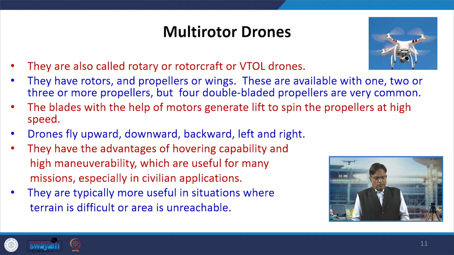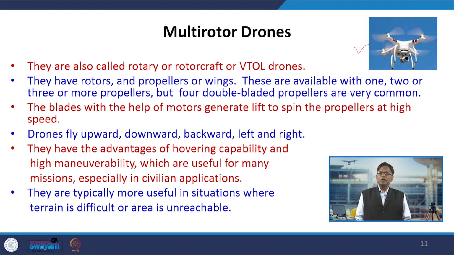Vertical takeoff and landing. They have rotors and propellers or the wings on the top, and these are available with 1, 2, 3 or more propellers. We will discuss more later about this. But 4 double bladed, as you can see in this picture here, are very common. I think everybody is familiar with the 4 double bladed propellers.